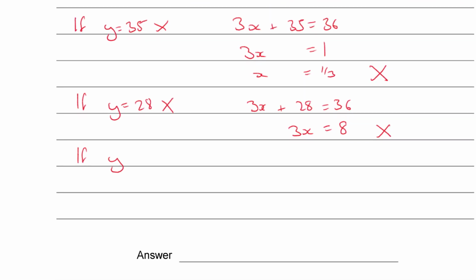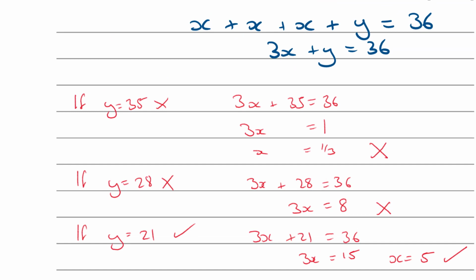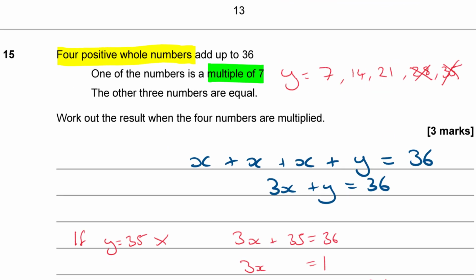So if y equals 21, then 3x plus 21 would be 36. Difference between 21 and 36 is 15, isn't it? So 3x would be 15, making x equals 5. So that's a possibility. Y is 21, x is 5, 5 and 5. That works. Let's just try the other two options, 14 and 7.